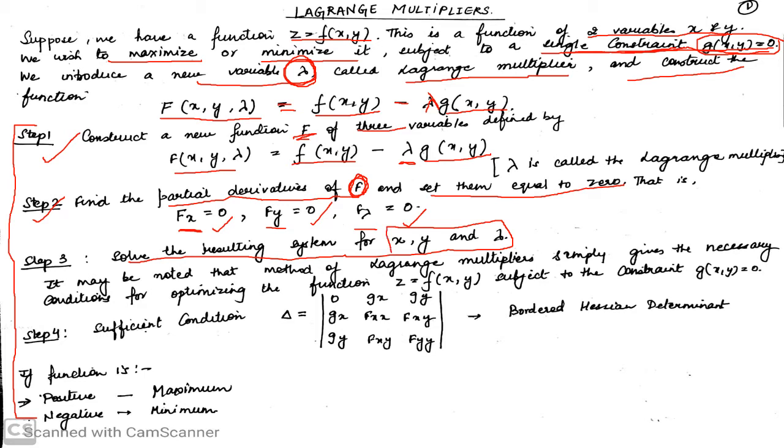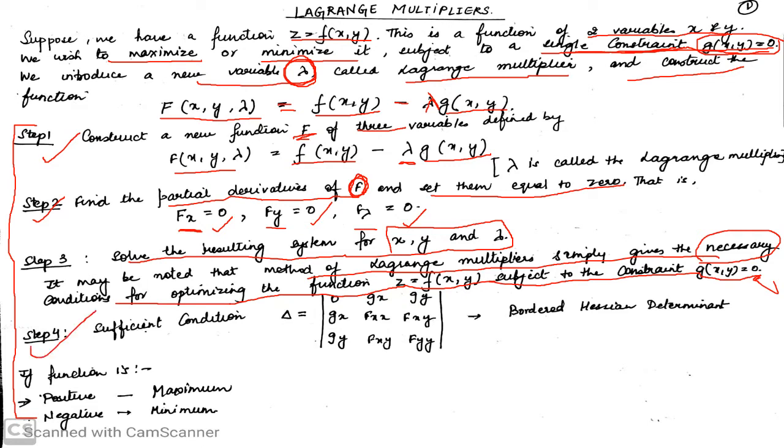Now, one thing to be noted is that the method of Lagrange multiplier simply gives the necessary conditions for optimizing the original function, which is subject to a constraint, which is also a function of x and y and is equal to 0. This simply gives you the necessary conditions.